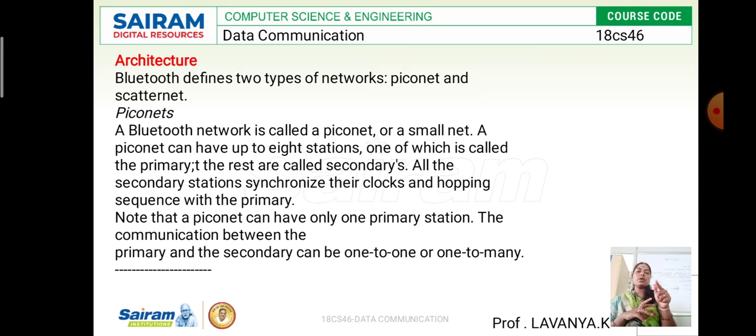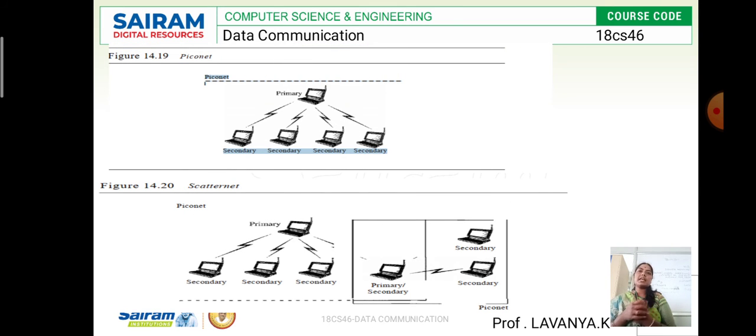the Piconet is used for the combination of CDMA, that is code division multiplexing, as well as the frequency hopping spread spectrum. It is a combination of both techniques, CDMA as well as FHSS. I told you, the Bluetooth architecture is defined as two things: Piconet and Scatternet. And what is the Piconet? The Piconet is a Bluetooth network consisting of the primary node. The primary node will be a master node. Whenever the primary node is active, the secondary nodes work as slave nodes.